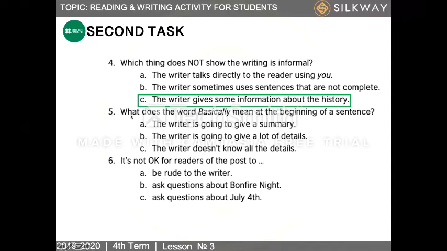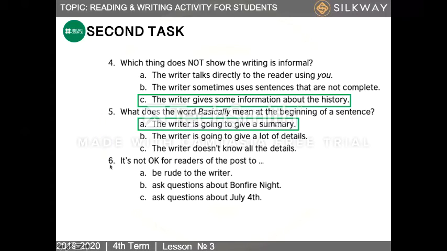Number 5. What does the word basically mean at the beginning of a sentence? Is it A, the writer is going to give a summary? B, the writer is going to give a lot of details? Or C, the writer doesn't know all the details? And your answer is A, correct. The writer is going to give a summary. So once again, basically means the writer is going to give a summary.